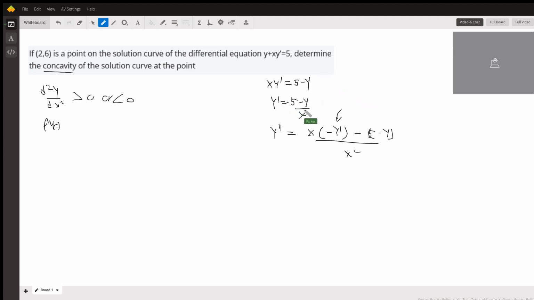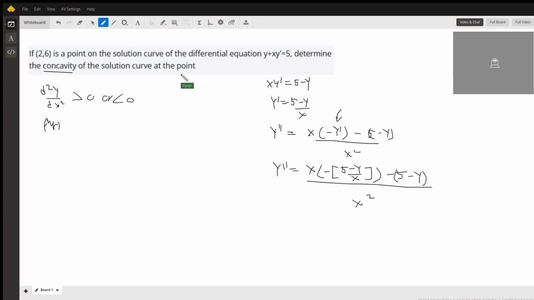Y prime is 5 minus y over x. So y prime, make sure the parenthesis are there, is (5 minus y) over x, and then the rest of this. Other than the basics of being able to take your second derivative and do the work properly, you just need to know that when we have y prime in our y double prime equation, typically you're able to solve for y prime in terms of y and x. So then you just plug that in to replace your y prime.